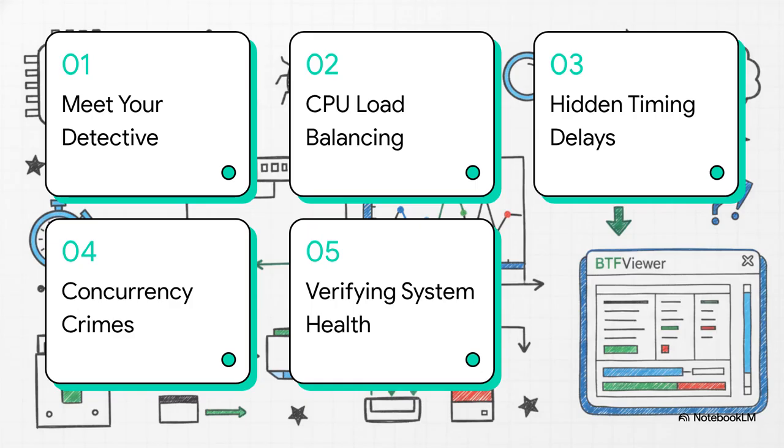To tackle this, we're organizing our investigation into 5 main suspect categories today. 1. Meet your RTOS detective. 2. Interrogating CPU load balancing. 3. Uncovering hidden timing delays. 4. Solving complex concurrency crimes. And finally, verifying overall system health.